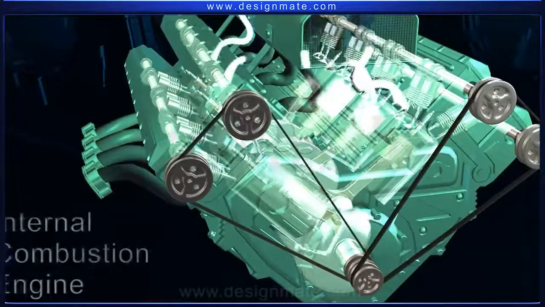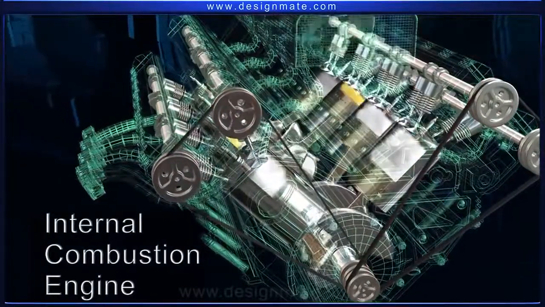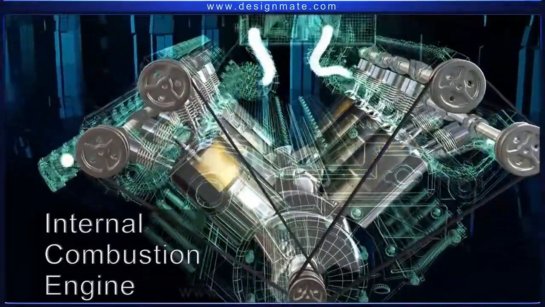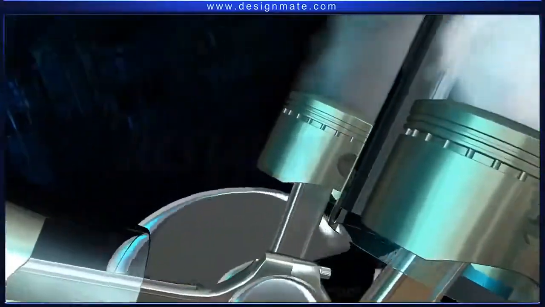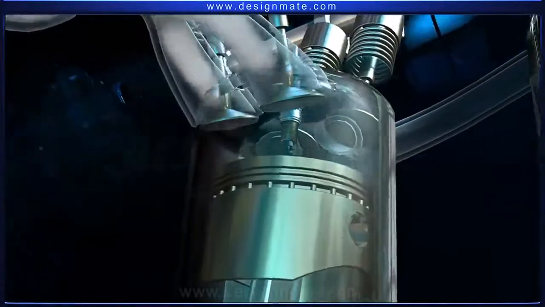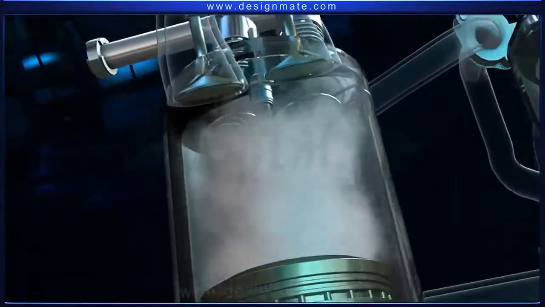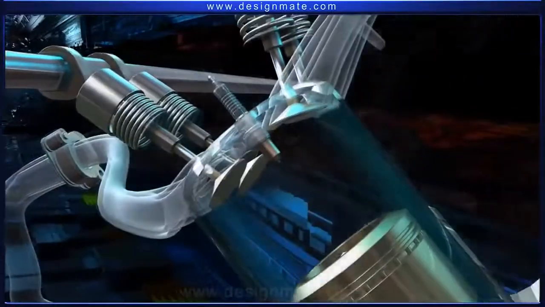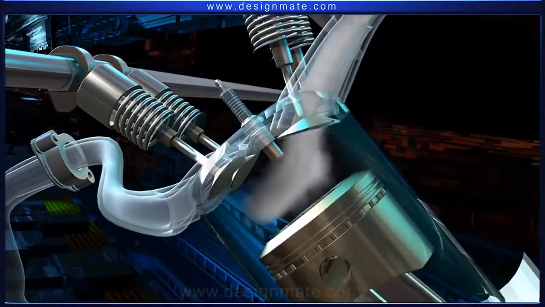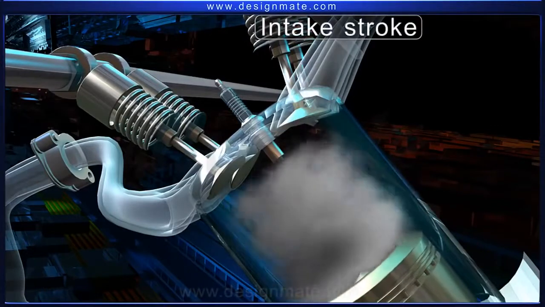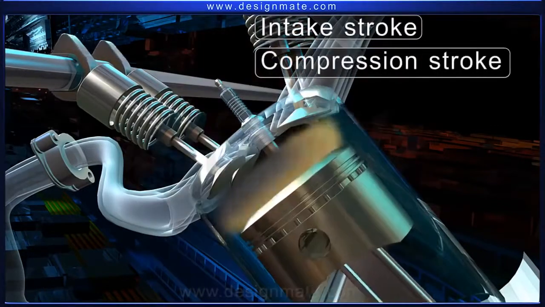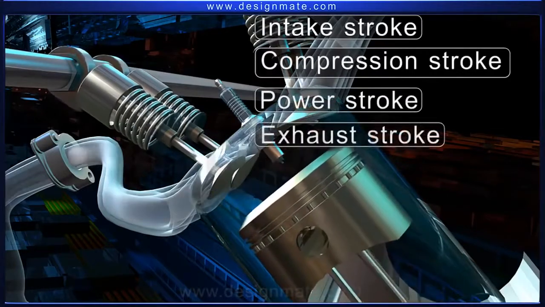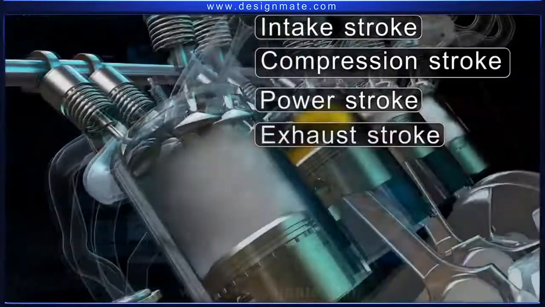Summary: the internal combustion engine invented by Nicholas Otto converts the energy of a fuel-air mixture into mechanical energy by burning it within a combustion chamber. And the engine cycle of an internal combustion engine consists of 4 strokes, namely intake stroke, compression stroke, power stroke, and exhaust stroke. It is called a 4-stroke engine.